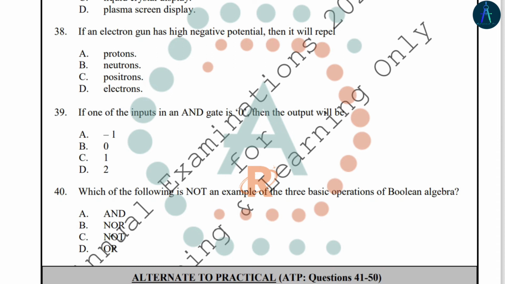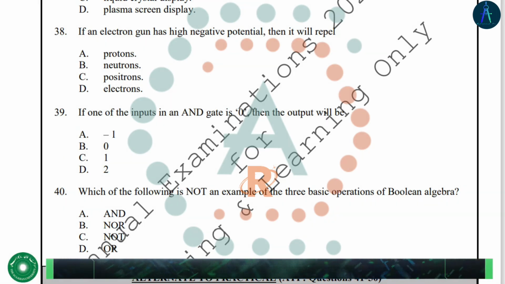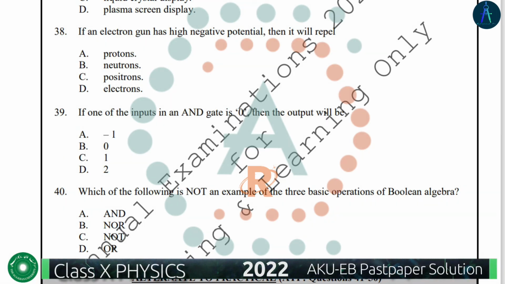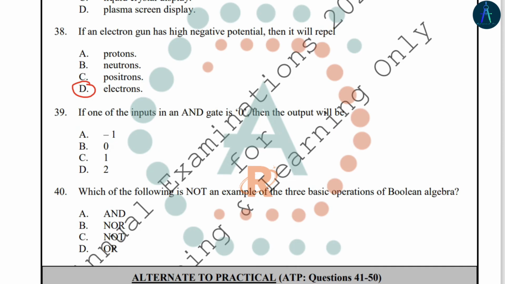If an electron gun has high negative potential, then it will repel the electrons, because in an electron gun the particles that are moving are electrons. So with the high negative potential, the negative charge will repel. So option D is the right answer.